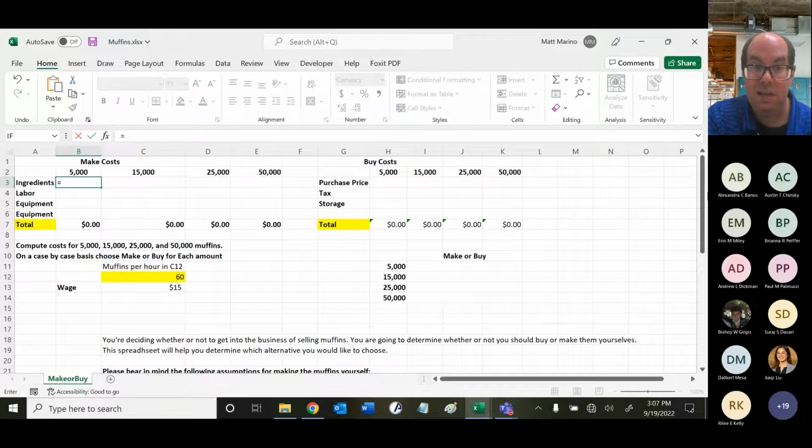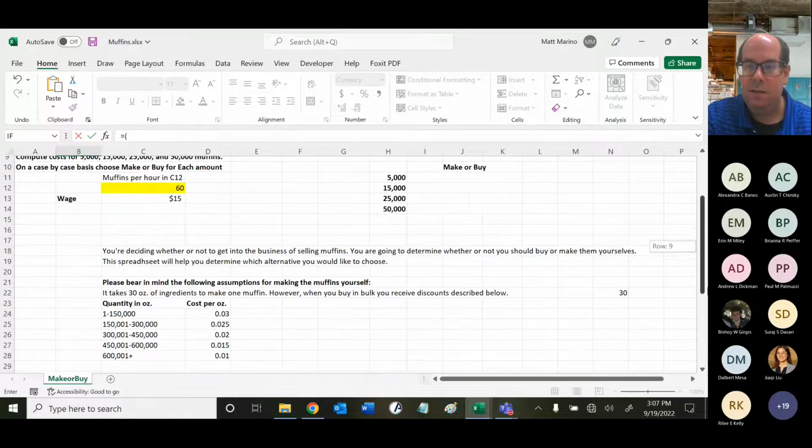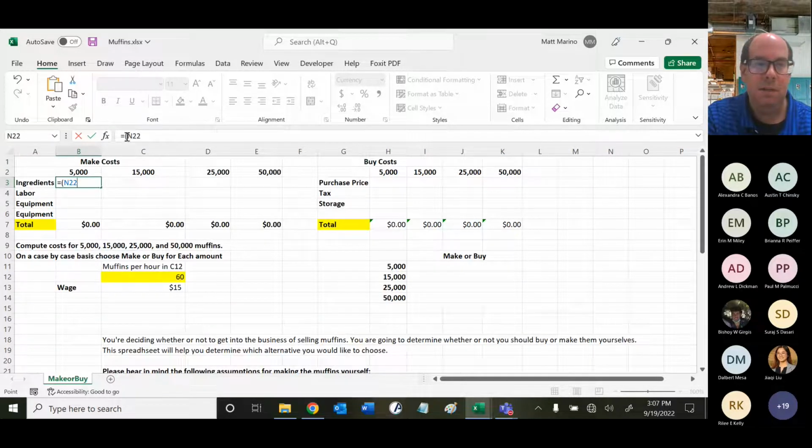So first we have to calculate by multiplying that 30 ounces, which is N22. Make it an absolute so we can autofill our formula. And in this instance, we're multiplying it by B2. So when we close that out, does that give us money, an amount, or a number of ingredients?